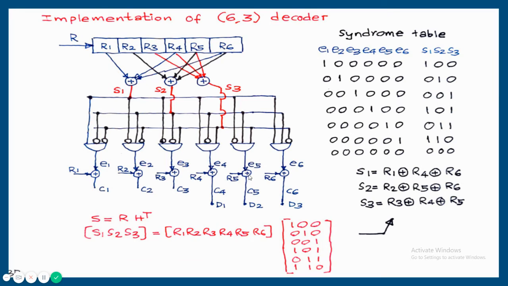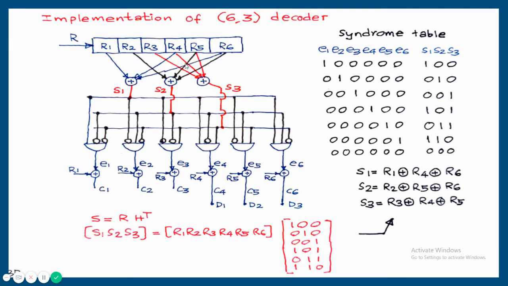Using that equation, S is equal to R into H transpose. We are getting 3 equations. S1, S2, S3 is equal to R1 to R6 multiplied with the H transpose. S1 is equal to R1 plus R4 plus R6. That is why here R1 plus R4 plus R6 for generating S1. The second equation is S2 is equal to R2 plus R5 plus R6. That we can see here, R2 plus R5 plus R6.